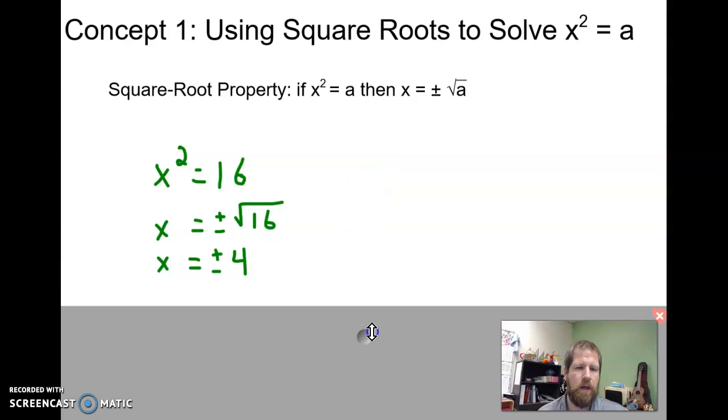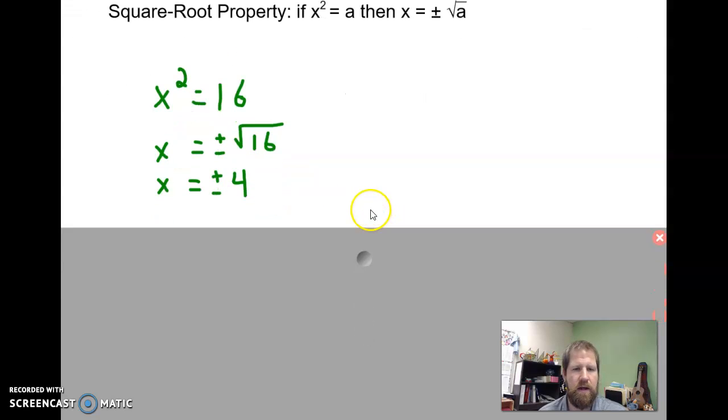So we have x squared equals 16. We take the square root of both sides, so x is going to be equal to the positive or negative square root of 16, and x is equal to positive or negative 4. Because 4 times 4 is 16, or negative 4 times negative 4 is 16. That's the idea. Pretty easy to see when you have a perfect square.